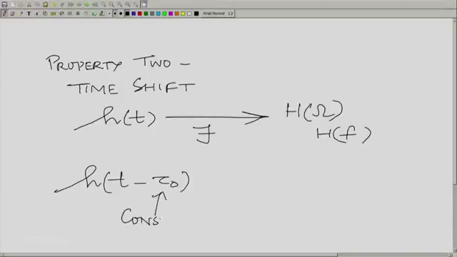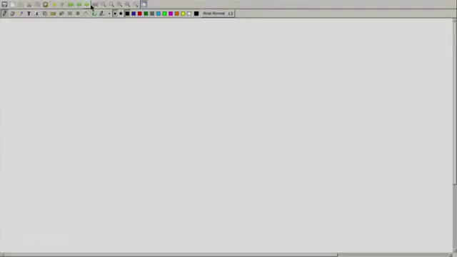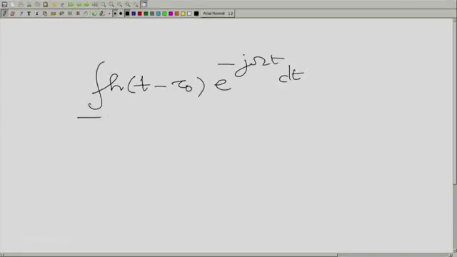Of course, tau 0 is a constant. So, this is the question that we ask. Very simple, let us derive it. All that we need to do is to find the Fourier transform: the integral of h of t minus tau 0 times e raised to the power minus j omega t dt, integrated from minus to plus infinity.